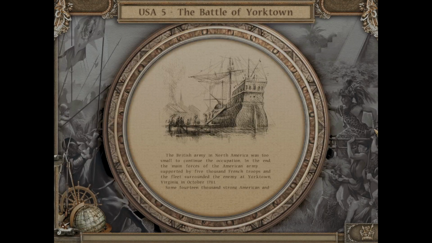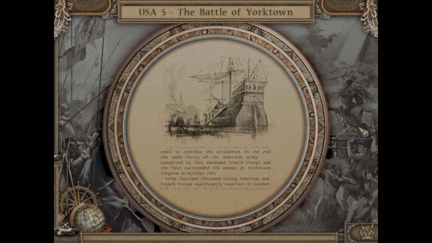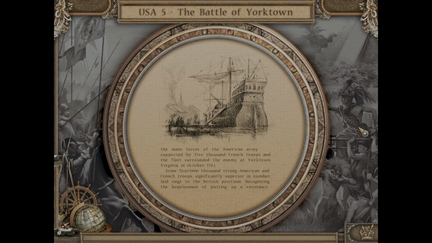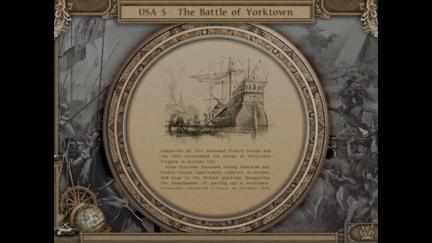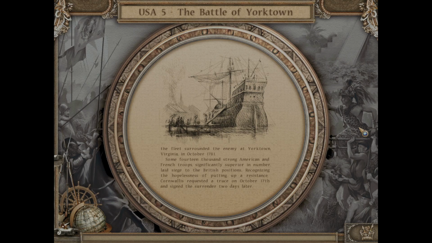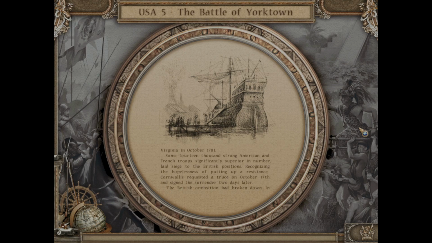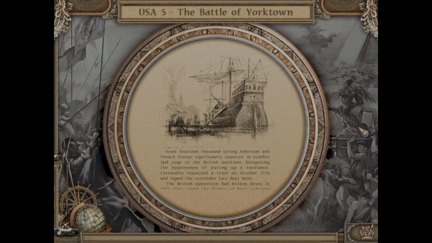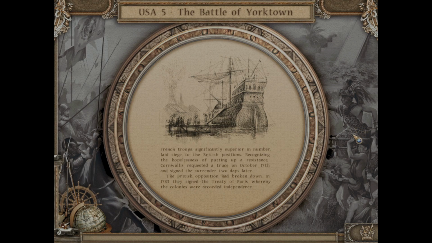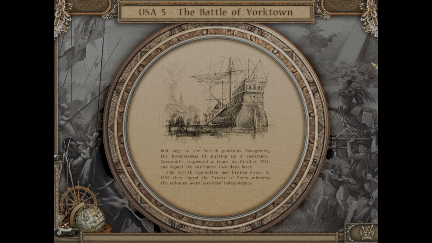The British Army in North America was too small to continue the occupation. In the end, the main forces of the American Army, supported by 5,000 French troops and the fleet, surrounded the enemy at Yorktown, Virginia in October 1781. Some 14,000 strong American and French troops, significantly superior in number, laid siege to the British positions. Recognizing the hopelessness of putting up a resistance, Cornwallis requested a truce on October 17th and signed the surrender 2 days later. The British opposition had broken down.